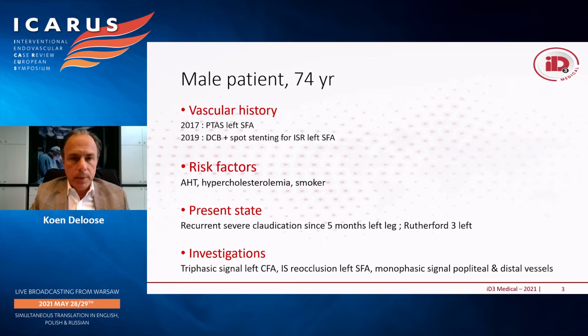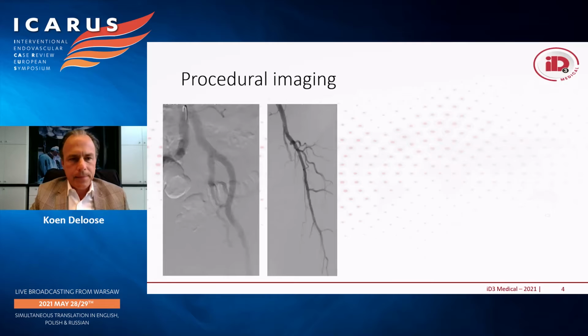So I performed some investigations. A triphasic signal at the left common femoral is measured, an in-stent reocclusion in the left SFA, a monophasic signal in the popliteal and distal vessels. So I present you here some images. You see a quite sharp aortic bifurcation.